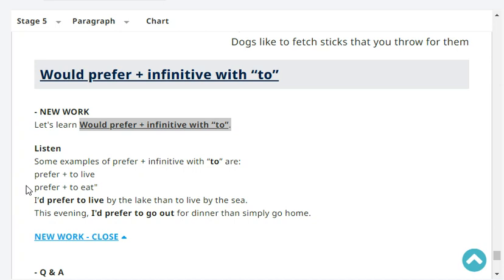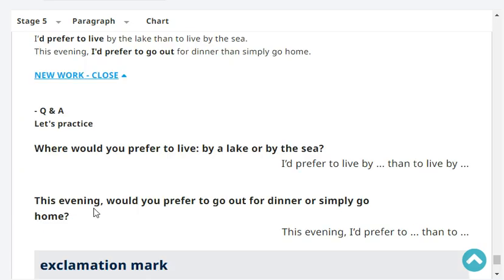Example sentences: I'd prefer to live by the lake than to live by the sea. This evening, I'd prefer to go out for dinner than simply go home. Okay, let's practice.